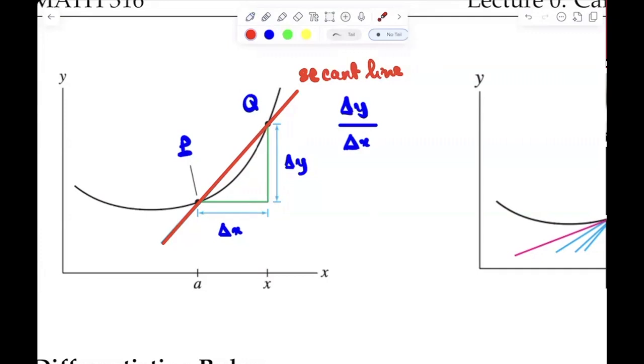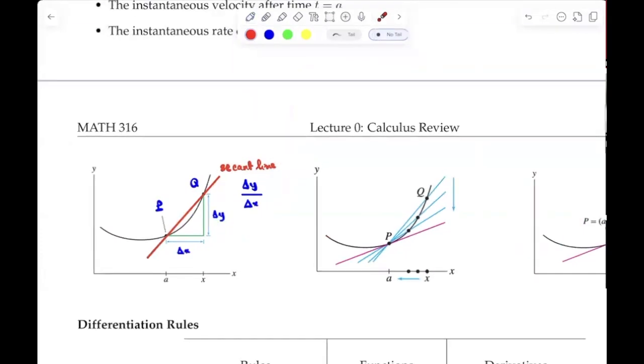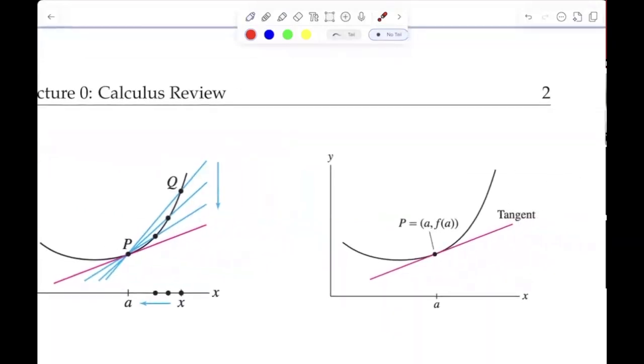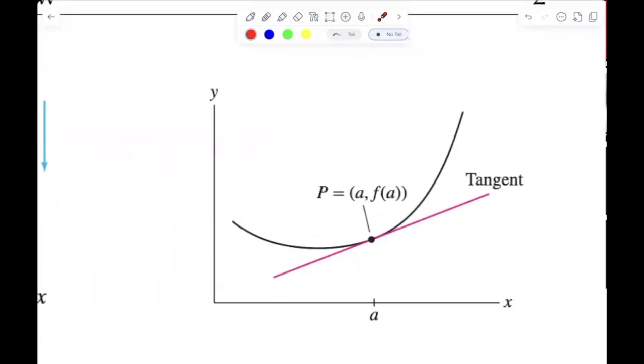Now, how could you find the equation of a tangent line through the point P? What you do is move the point Q closer and closer to P. Here is another Q, and another Q. When you move Q closer and closer to P, the value of x approaches the value a, and eventually it's close enough that you can find the slope of the tangent line. Tangent means touching, so that's why it's called the tangent line.